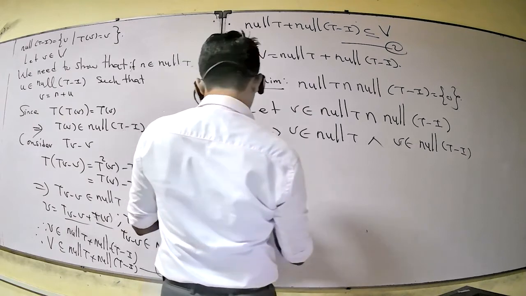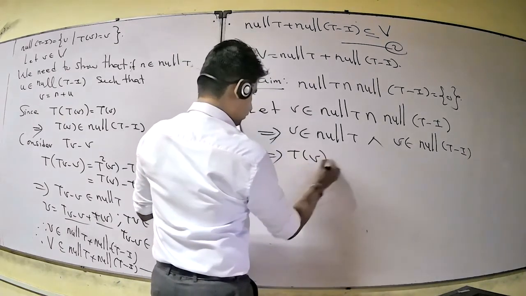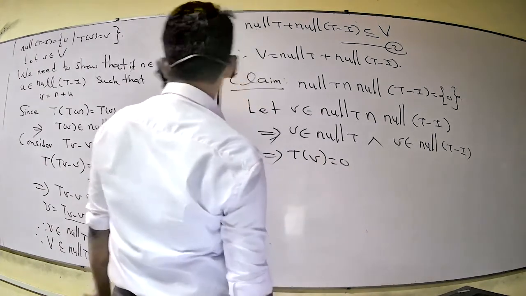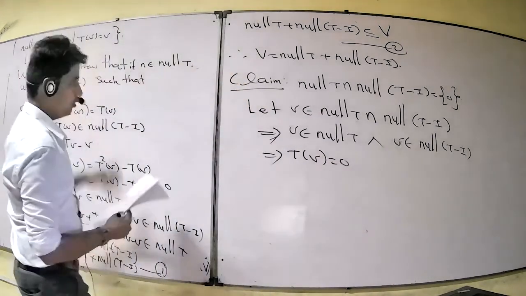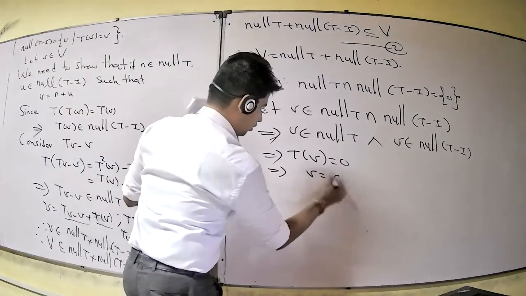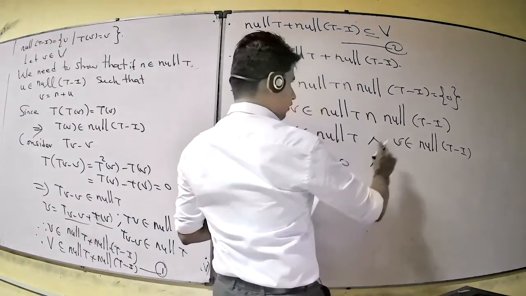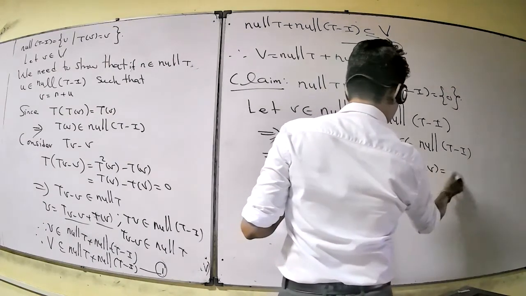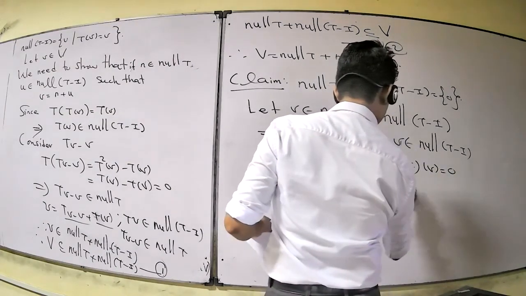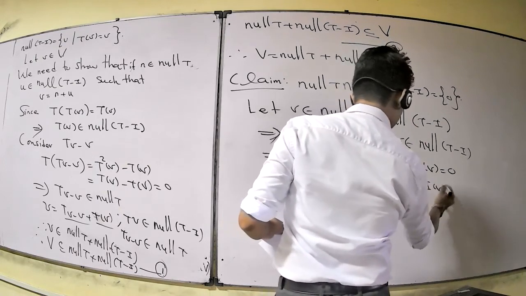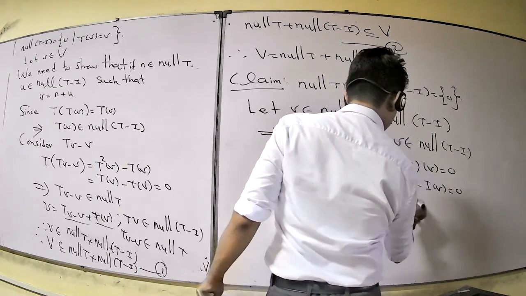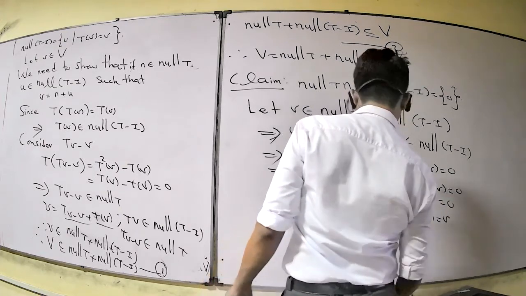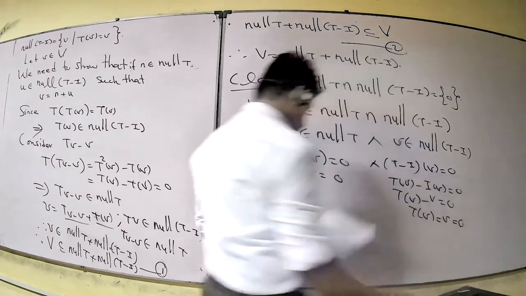b belonging to null T means T of b equals 0. But you already have T of b equal to b. Therefore, b is 0. And b belonging to null of T minus I means (T minus I) b equals 0. Therefore, Tb minus Ib equals 0. I is the identity mapping, so Tb minus b equals 0, Tb equals b, but b is 0. Therefore, Tb is also 0.